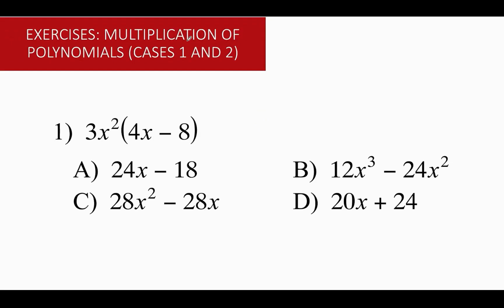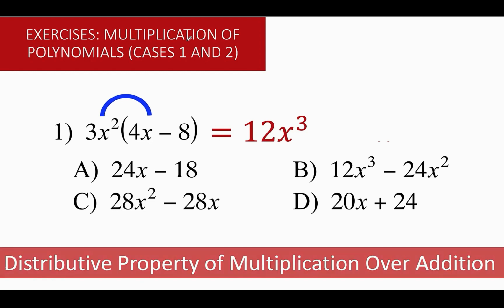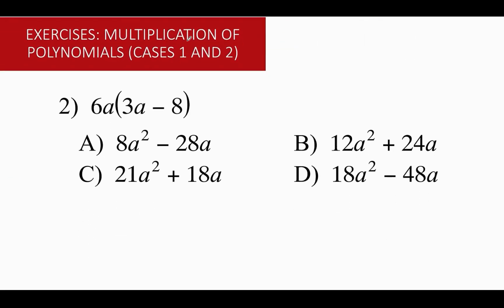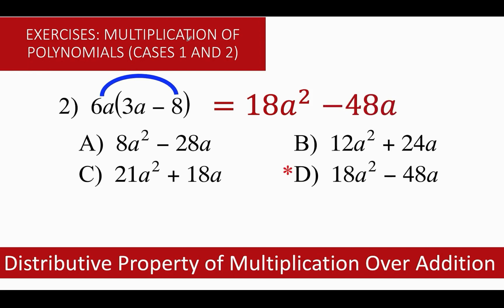Let's solve some exercises. 3x squared times the quantity 4x minus 8. What's the product? You can pause the video and see if you can solve this. Now let's do this together. Perform the distribution. 3x squared times 4x is equal to 12x cubed. 3x squared multiplied to negative 8 becomes negative 24x squared. And that is letter B. Next problem. 6a times the quantity 3a minus 8. Again, perform the distribution. 6a times 3a is equal to 18a squared. 6a times negative 8 is equal to negative 48a. And so our answer is letter D, 18a squared minus 48a.